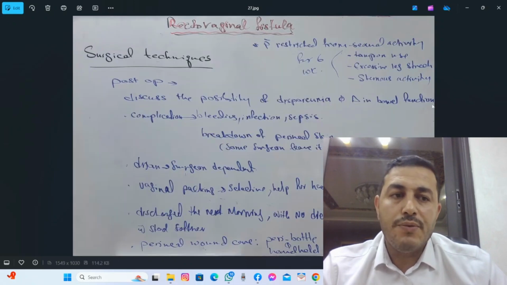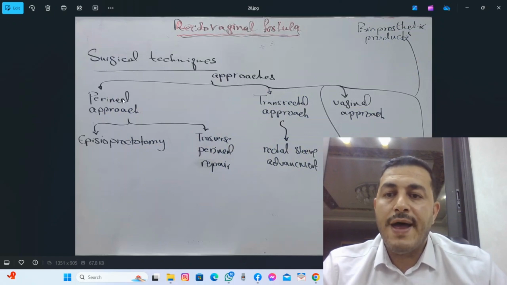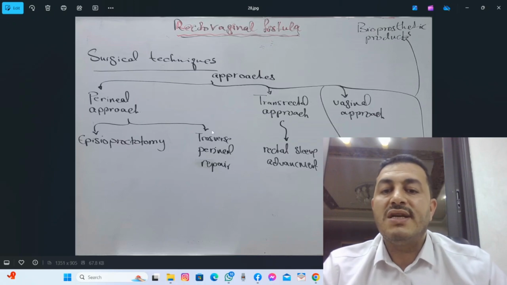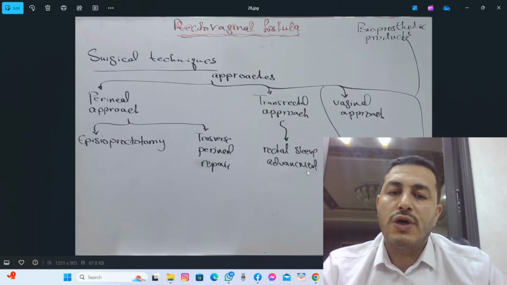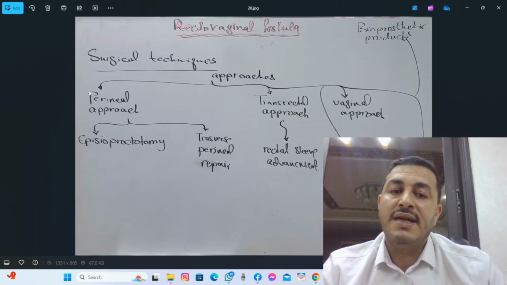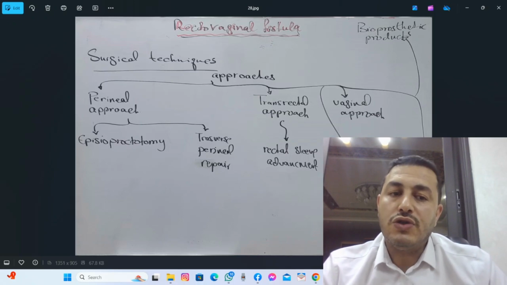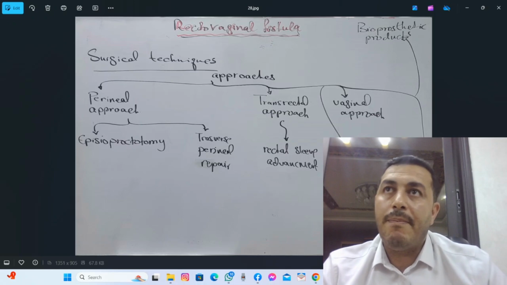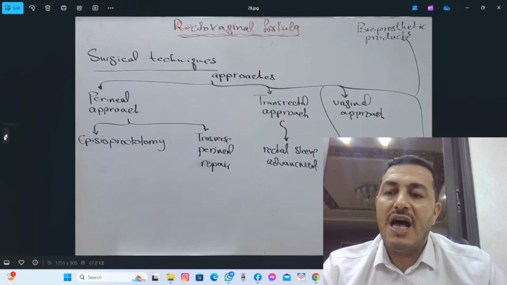Before we review the approaches, we said that we have the perineal approach. We will talk about the two modalities: episioproctotomy and transverse perineal repair. We have the transrectal approach, and we will talk about rectal sleeve advancement. We have the vaginal approach. We talked about vaginal, transrectal, perineal, and abdominal approaches, and we will talk about some tissue transposition repair, how to use flaps and some prosthetic products which are usually used as adjuncts.